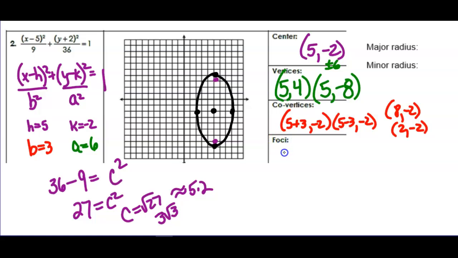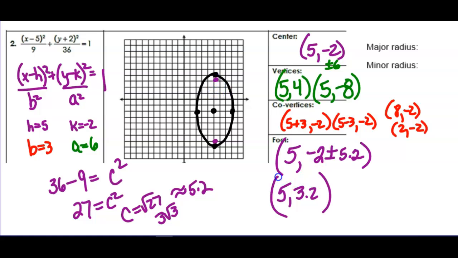All right. So the foci were up and down. So they were at 5, -2 plus or minus 5.2, as we added and subtracted them on the y value. So that would be 5, 3.2. Does that look right? 1, 2, 3. And 5, -7.2 down here. Okay. I don't think it asks you for the ordered pairs in Khan Academy for the foci.